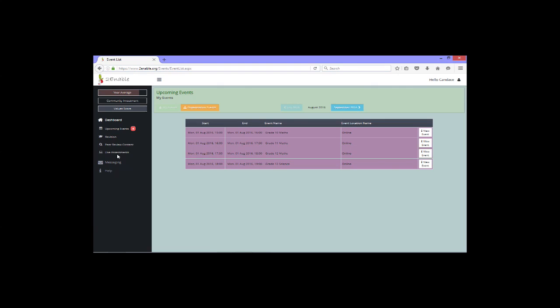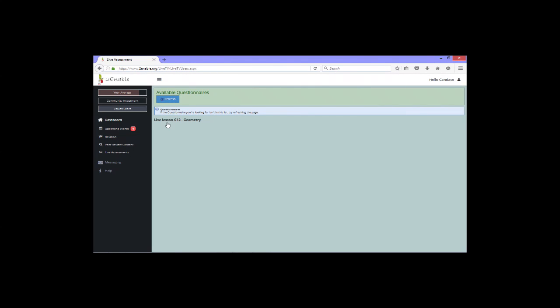But if you go look at live assessments, you will see that it says here the live lesson grade 12 geometry. Now, you have to be registered as a grade 12, and you have to be registered in the mathematics class, so grade 12 mathematics. You have to be registered in the grade and in the subject to be able to see this, okay?